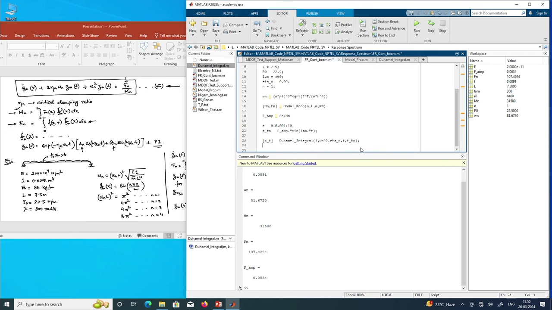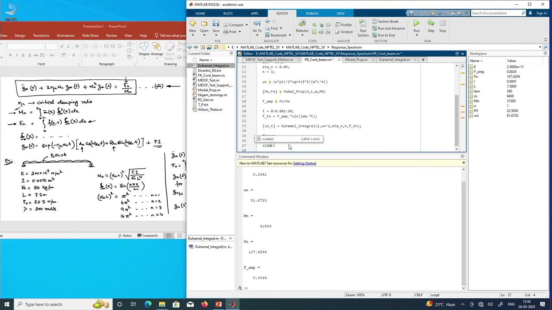Now, if I plot this, let us call it z n t, because that is the notation we use. So, what we have here, figure, then plot t comma z n t, and then let us define x level and y level. So, this is z n t.